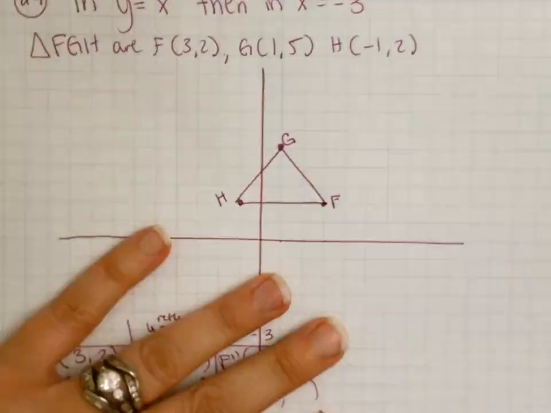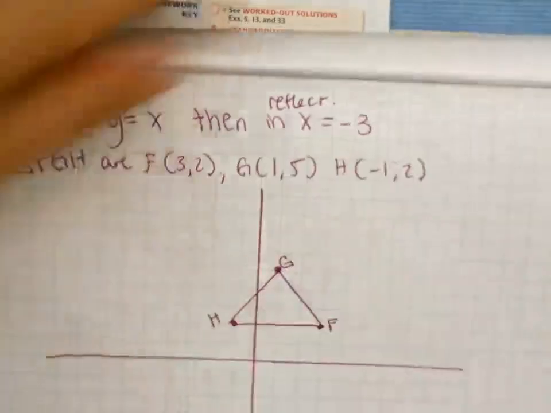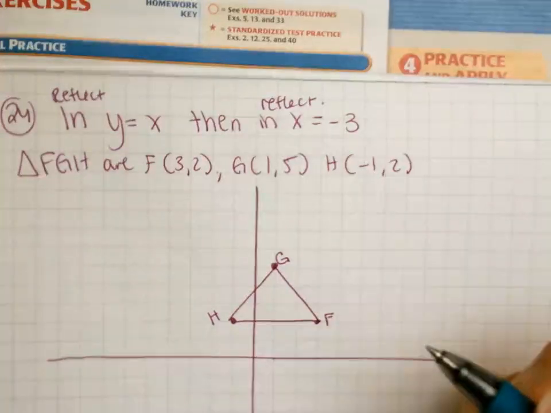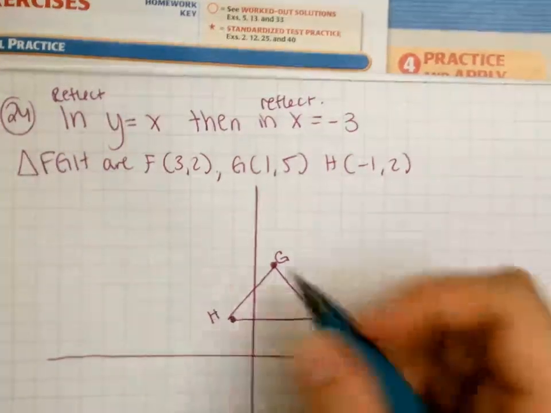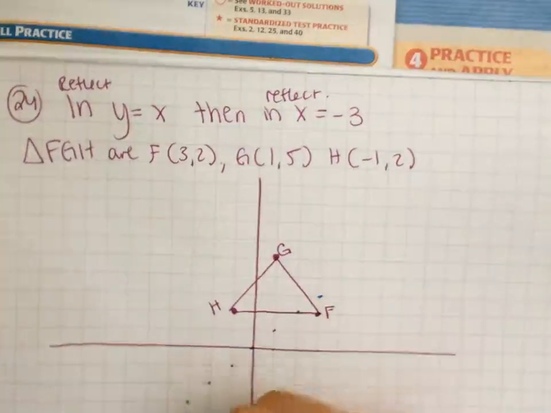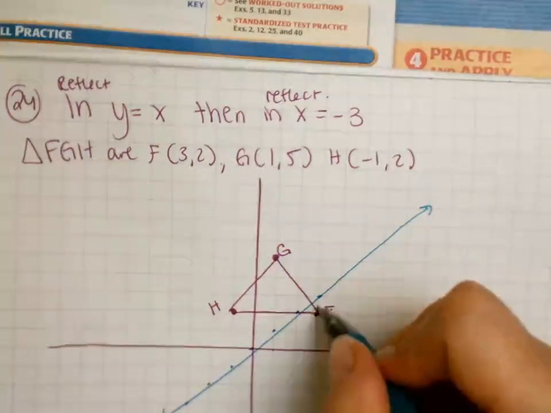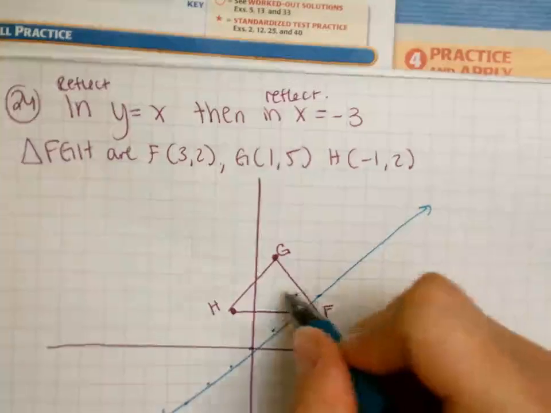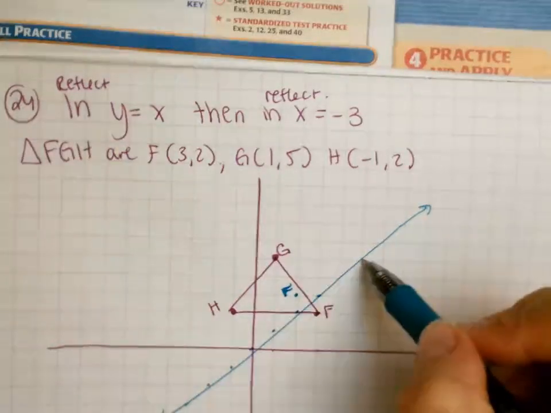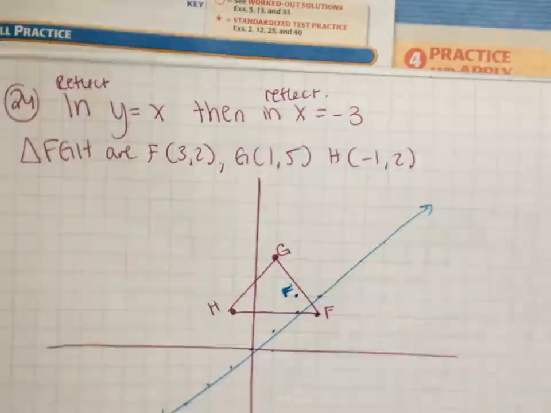All right, so on 24, reflect in y equals x, and then reflect in x equals negative 3. So we have our original. And first we're going to reflect in y equals x. Well, y equals x is going to be right here again. It's that diagonal line, right? So if we're doing the square method, our F prime is here. Our G prime. I'm going to use my pencil just so I don't mess up.